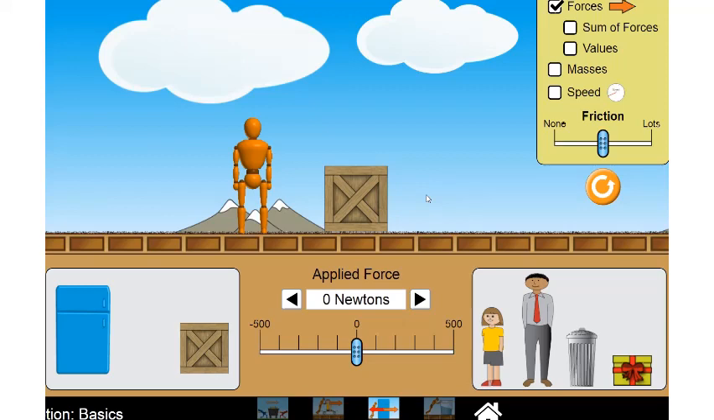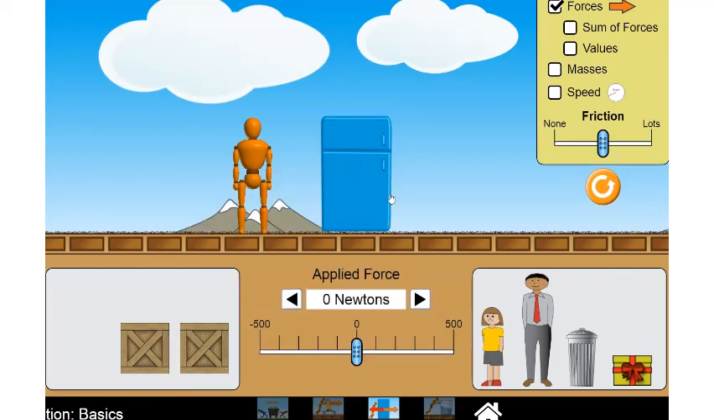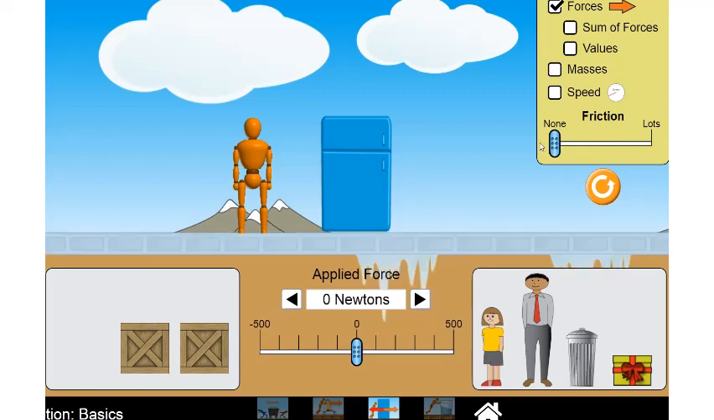Now notice in the first part of this experiment, the first thing that the instructions tell you to do is to get rid of this crate and put a refrigerator in there. And you do some stuff. And one thing that isn't very important in the very first question is that you reduce your friction all the way down to none.